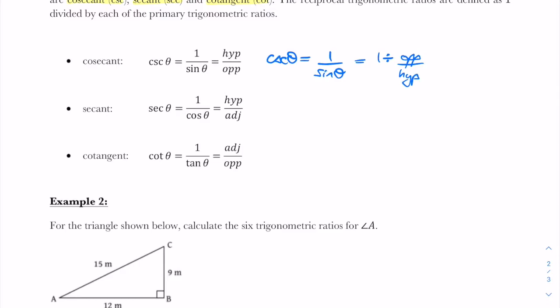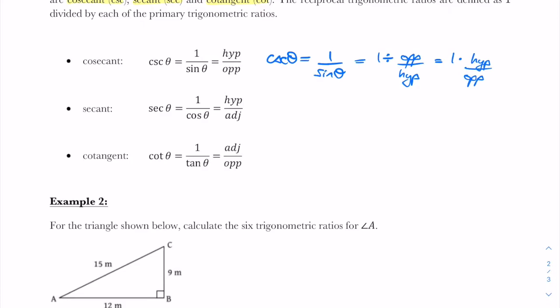Please remember, anytime you divide by a fraction, you can multiply by the reciprocal. So that's 1 multiplied by hypotenuse over opposite. And anything multiplied by 1 is itself. So therefore, cosecant theta is equivalent to hypotenuse divided by the opposite side. Essentially, these 3 new ratios are just the reciprocals of the SOHCAHTOA formulas.